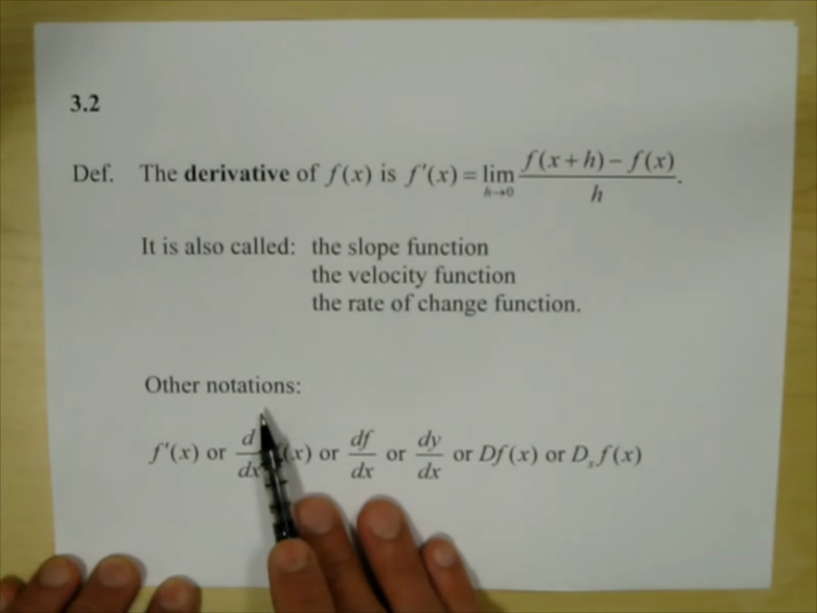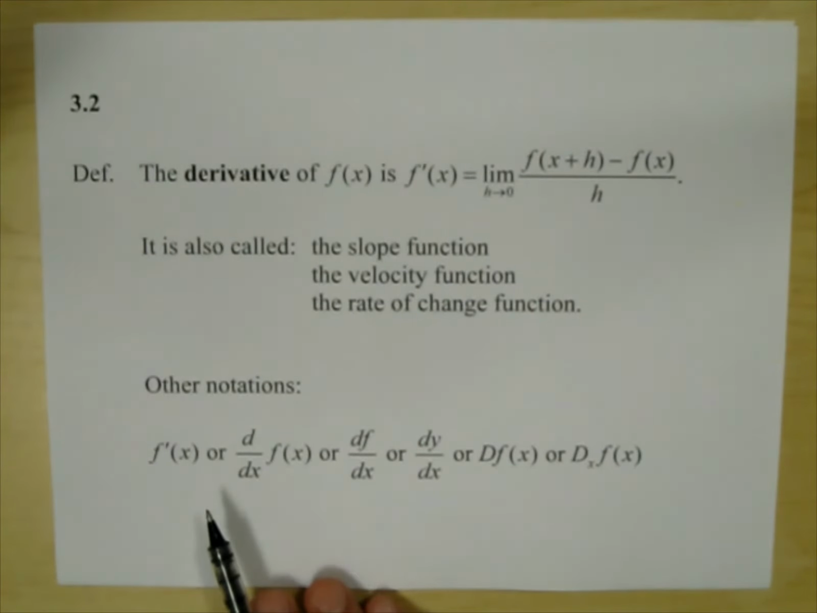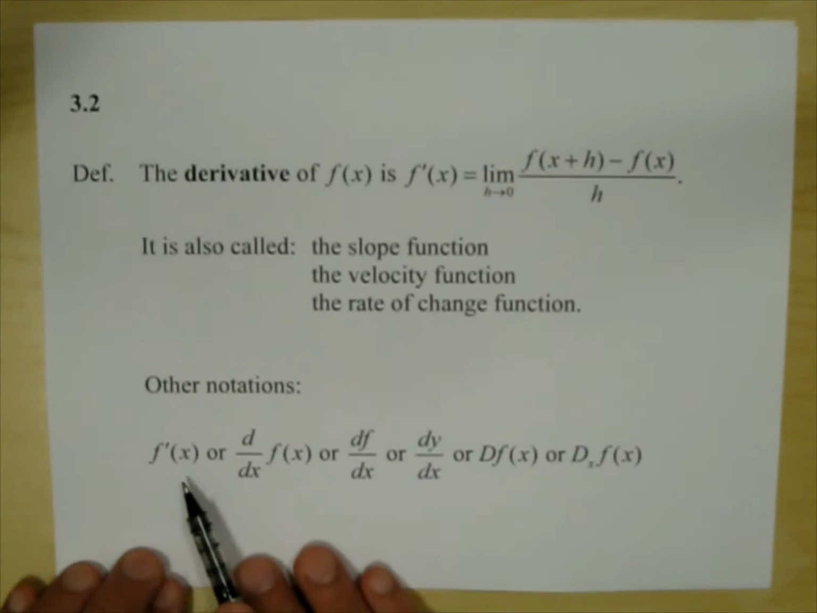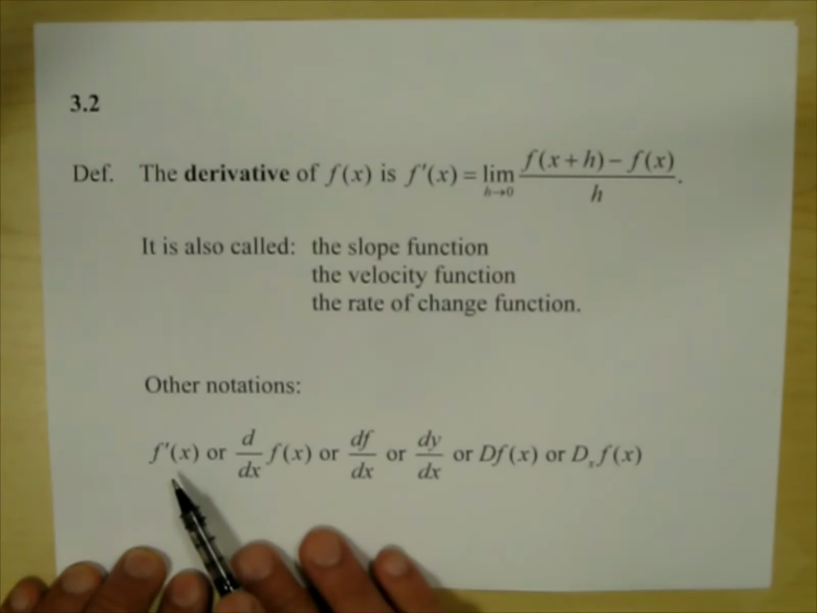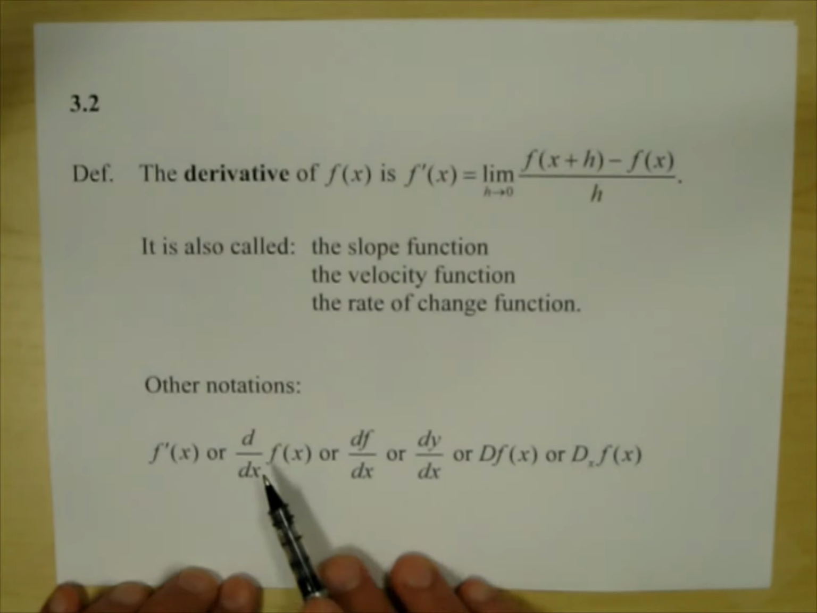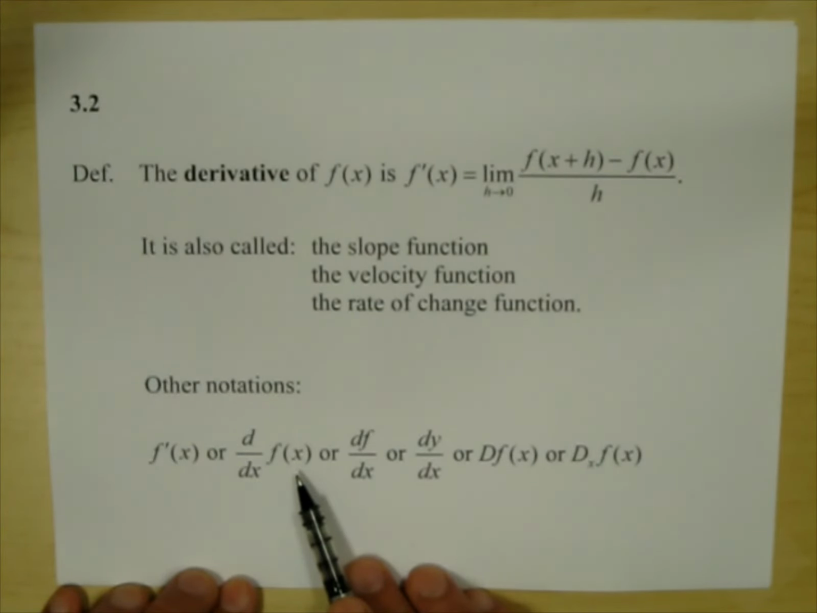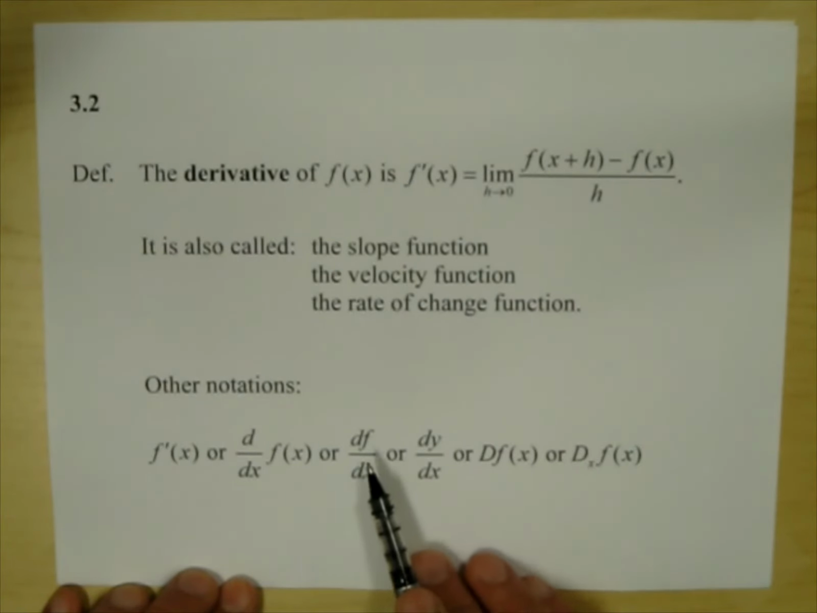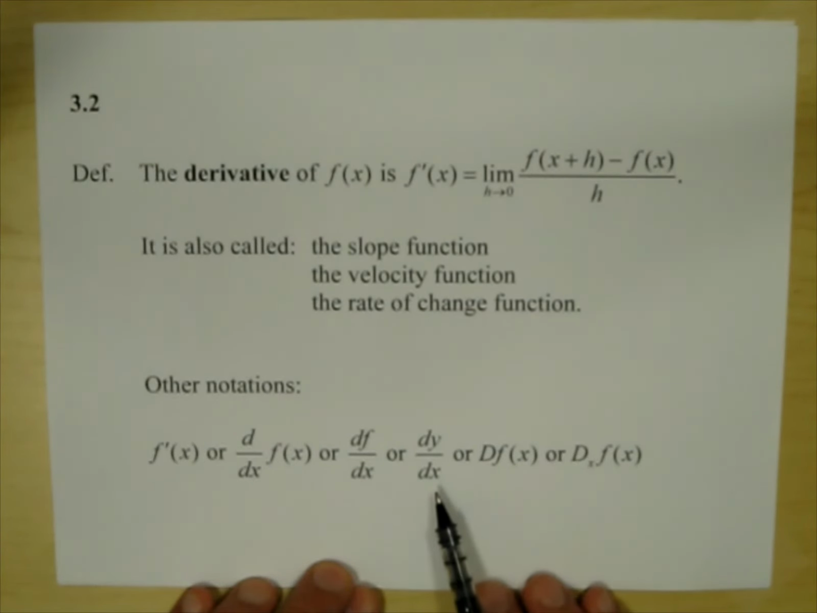Other notations. I don't know why this one's in there. This is the notation I used up here. Oh well, I'll just keep it there. Other notations would be d dx of f of x, or df dx, or dy dx. So these are just weird, aren't they?